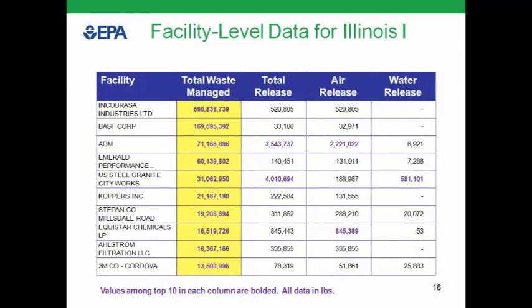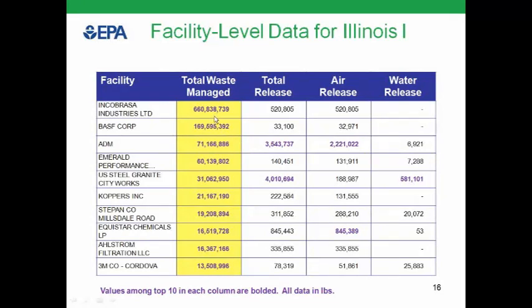Let's say you're looking for facilities in Illinois. In this case, if you look at that total amount potentially amenable to source reduction, here's the facility that comes to the top. Here are the top 10. I've used the purple bolding to show where numbers would fall in the top 10 in other categories.